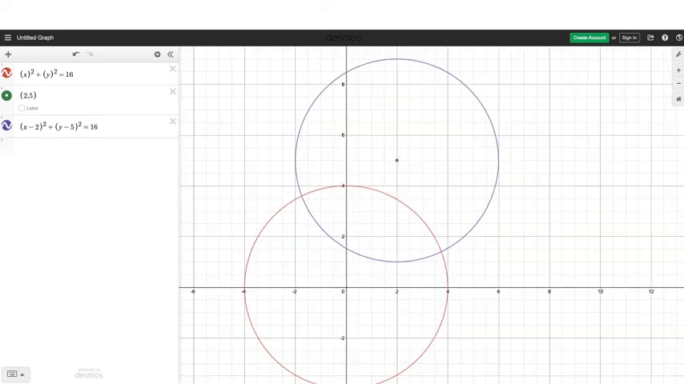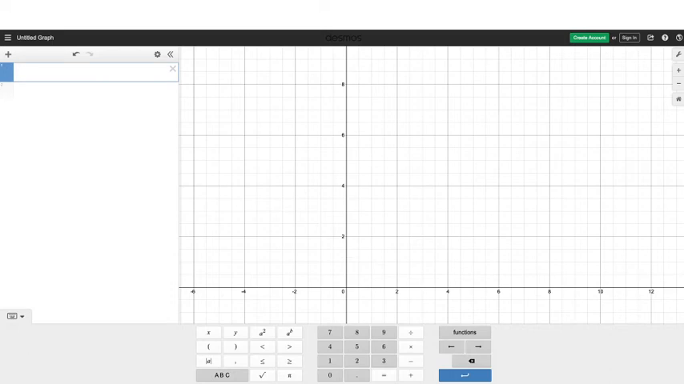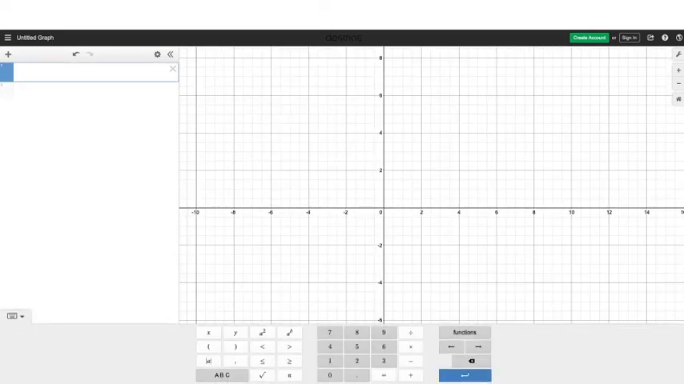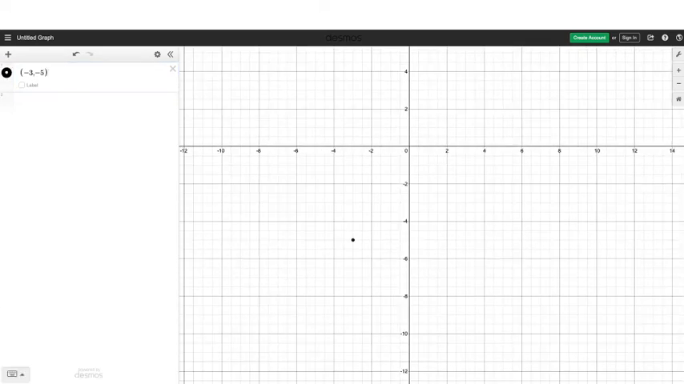So I'm going to take the 0, 0 out. So let's do a new problem. Let's say I've got this ordered pair of -3, comma, -5. So there's my point down there. I want a circle that has a center of that point and has a radius of, let's say, 3.